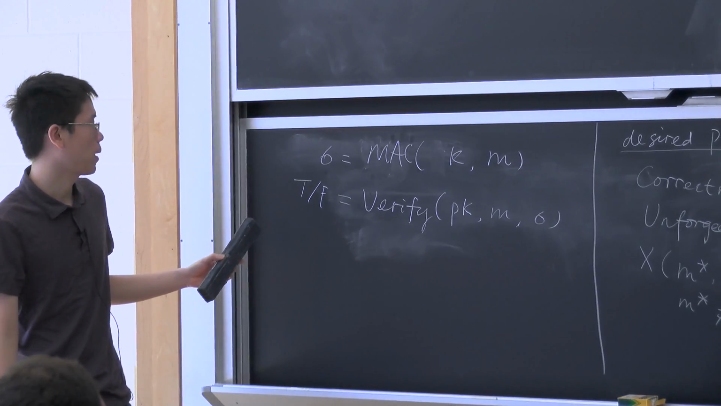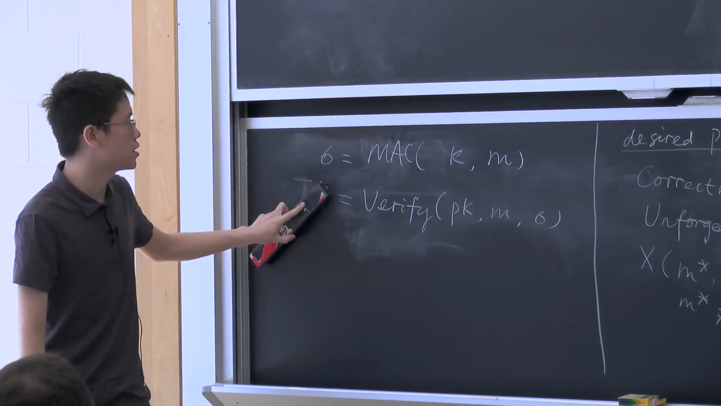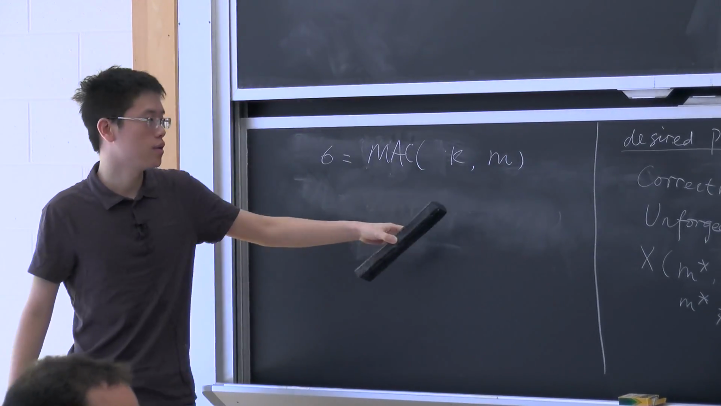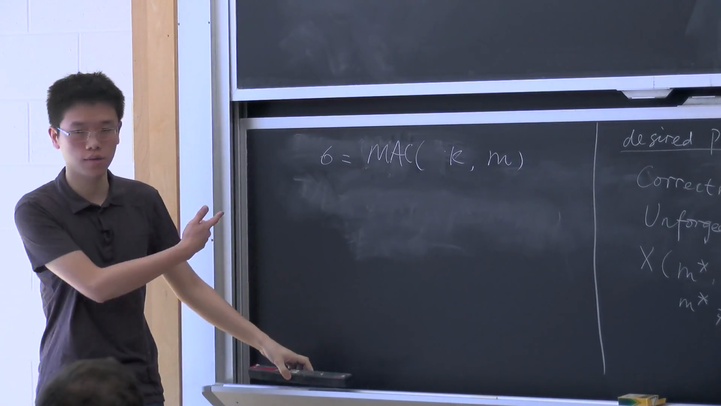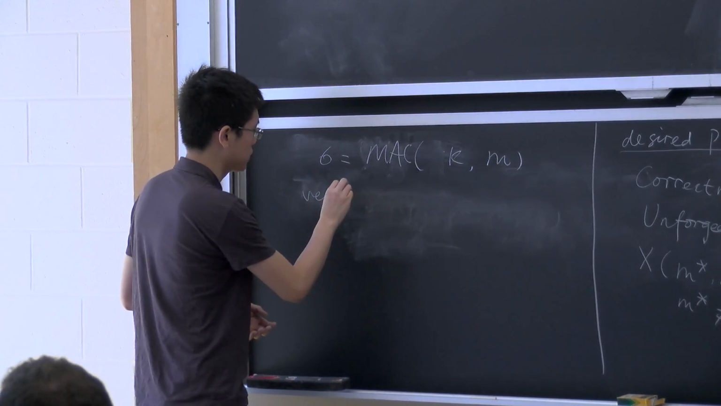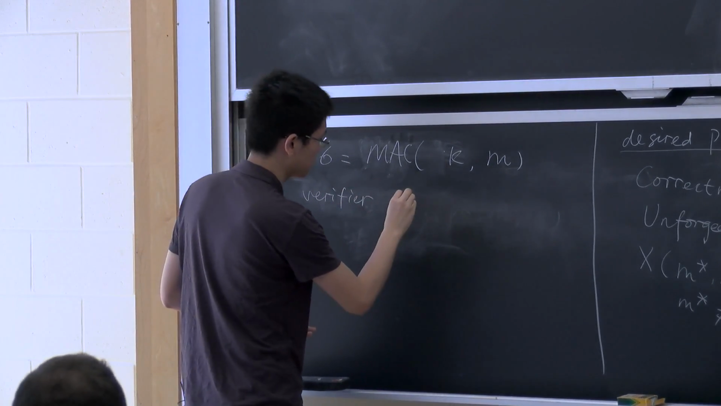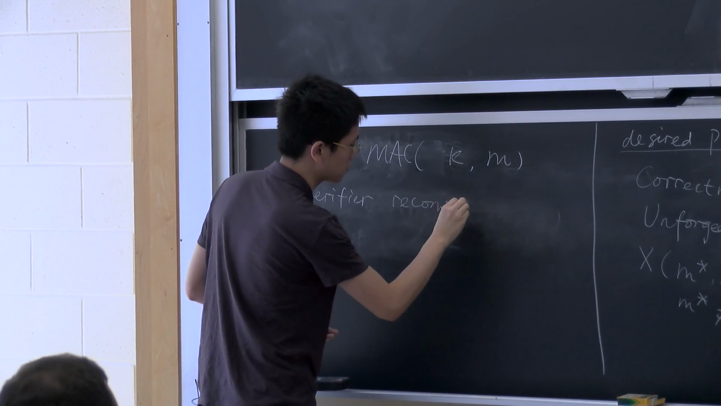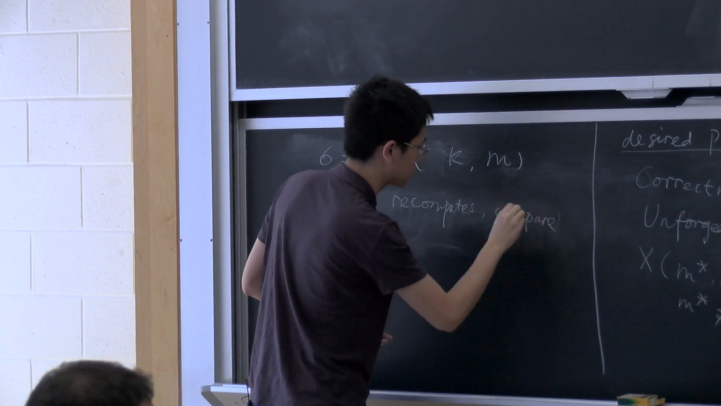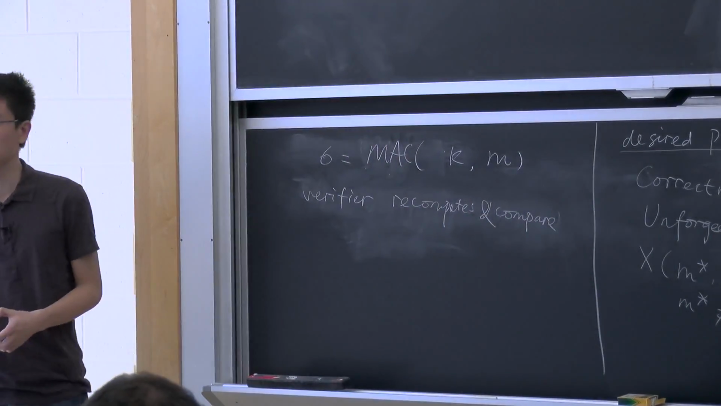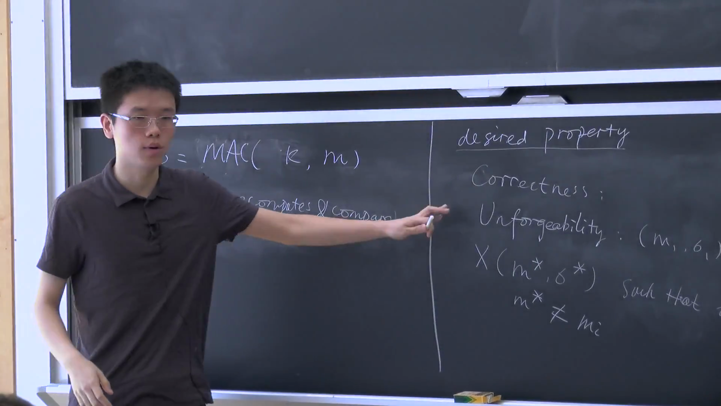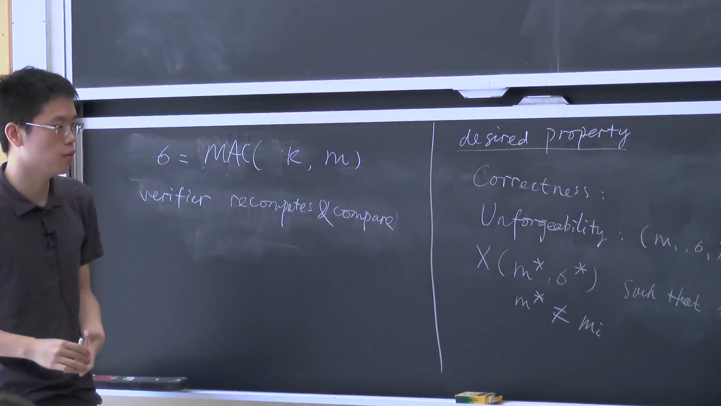And how do we verify? The verify function basically just becomes the other guy also recomputing the MAC of the message and checking whether that's the signature. So the verifier just recomputes and compares. Okay, correctness, we also want correctness. We also want unforgeability, and it's defined exactly in the same way.